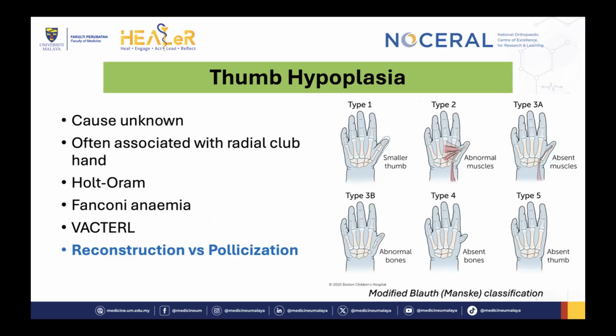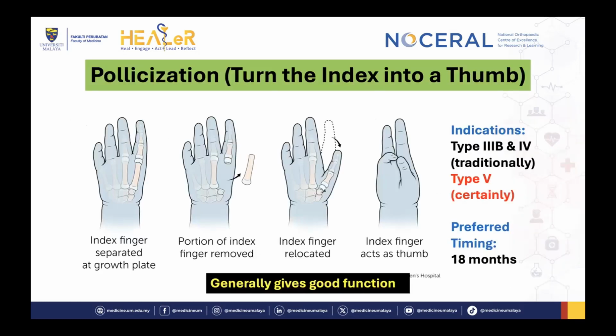The next one is thumb hypoplasia, which is relatively not so common. Causes are unknown. It can be associated with some other syndromes and also with radial longitudinal deficiency. So the question is whether we reconstruct or we pollicize. It depends on how much the thumb is deficient. If it's not stable, the general teaching is to pollicize. Pollicization means turning the index into a thumb. It generally gives very good function. It's certainly advisable for type 5, where you totally do not have the thumb at all, and the preferred timing is about 1.5 years old.